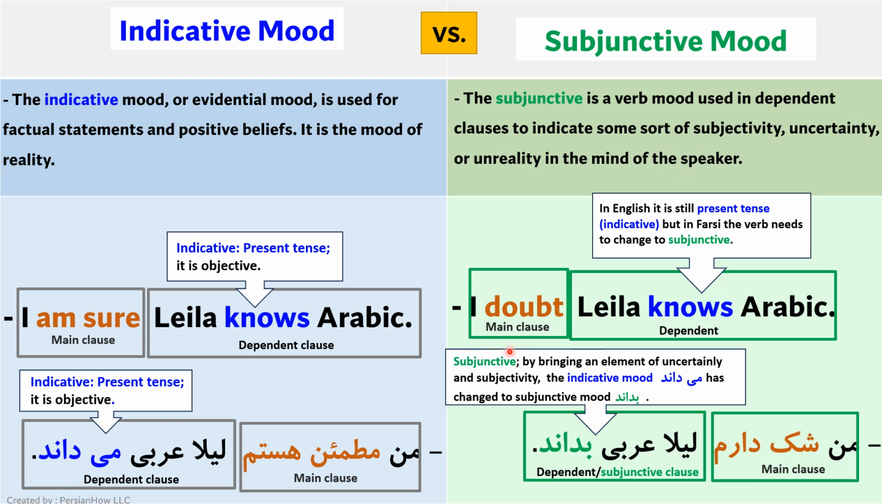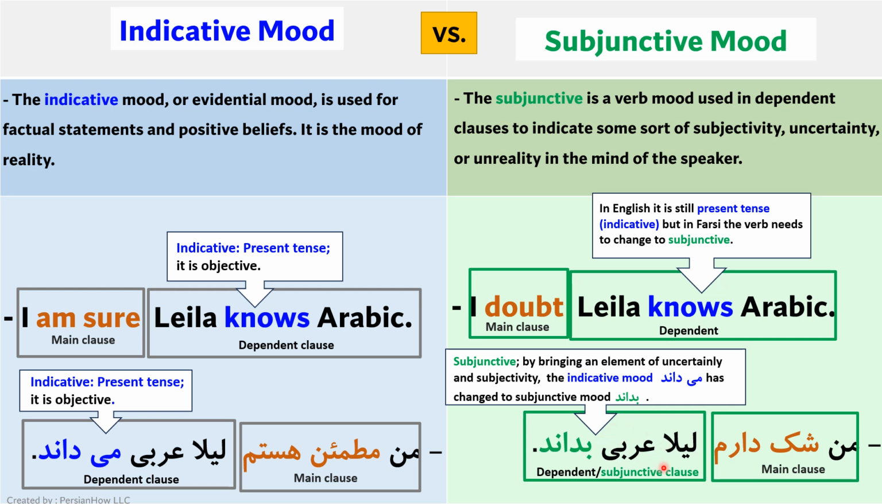And now on the subjunctive side, I doubt Layla knows Arabic. So here main clause, and then this one is the dependent clause. And this one in English, it's still present tense, but in Farsi, man shak daram, it means I doubt. This is the main clause, but the verb bedanad, which means knows, in the second clause has changed to subjunctive. Layla Arabi bedanad.